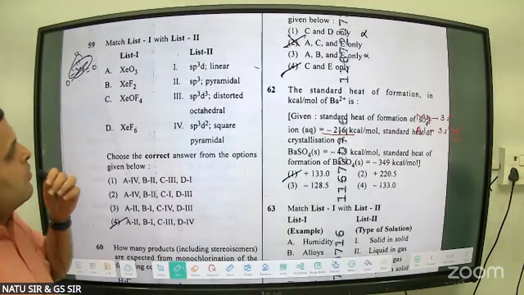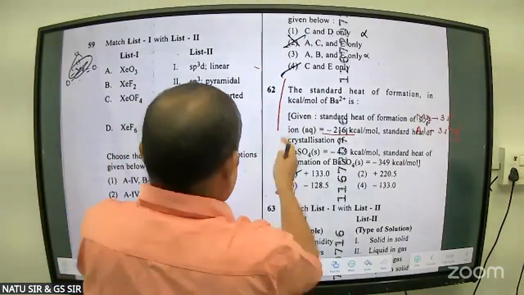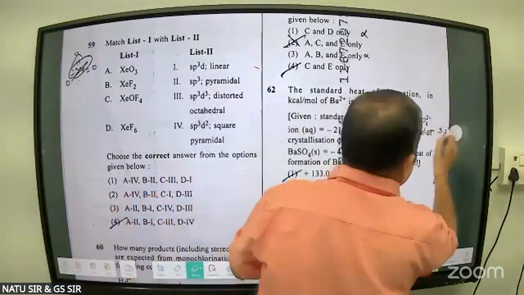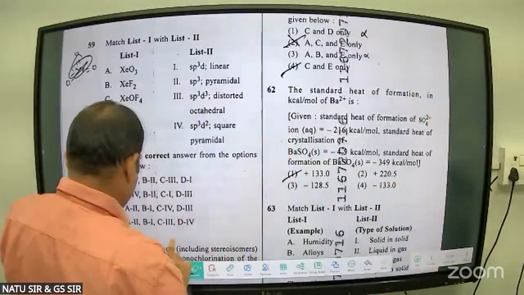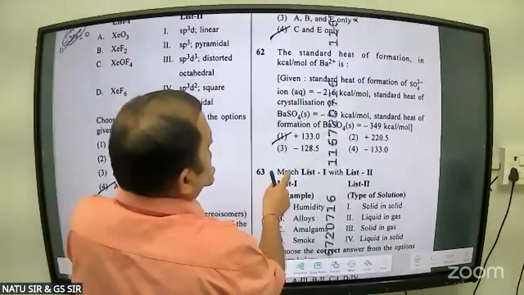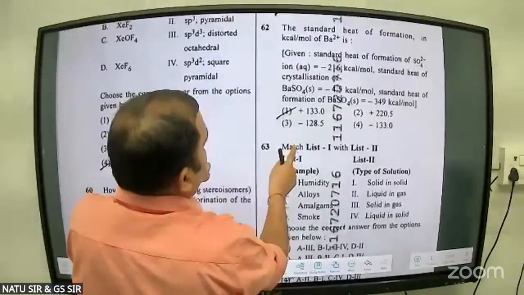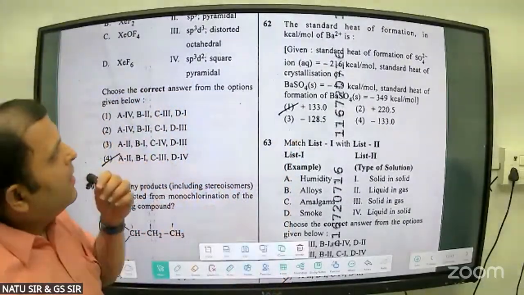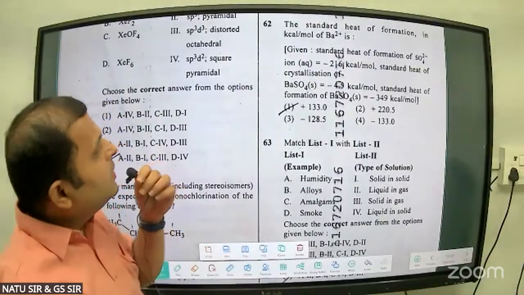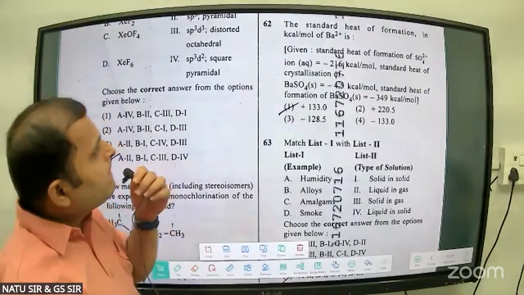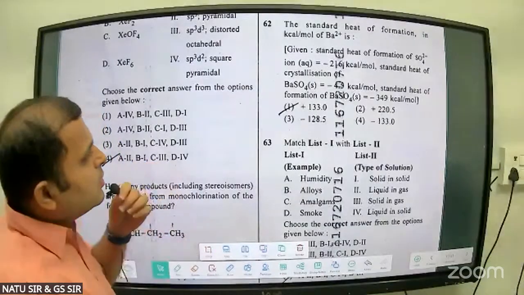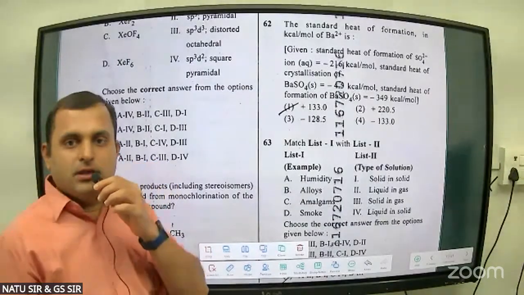Then question number 62. The standard heat of formation in kilocalorie per mole of Ba2+ is asked. And in data they have given us heat of formation of aqueous sulfate ion, then heat of crystallization of barium sulfate, and then there is heat of formation of barium sulfate. So it is a typical question based on Hess law, right?